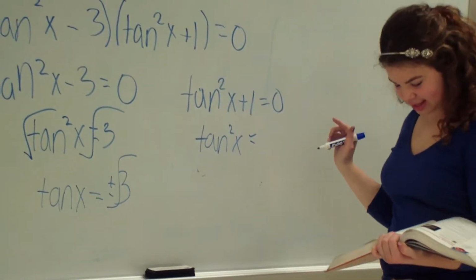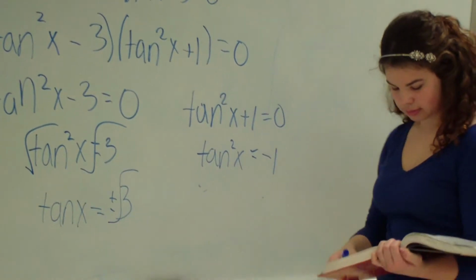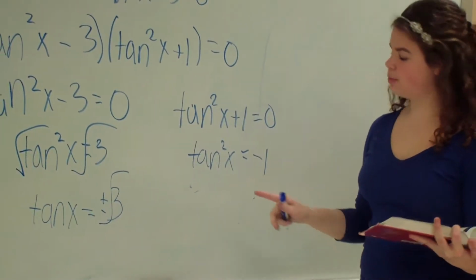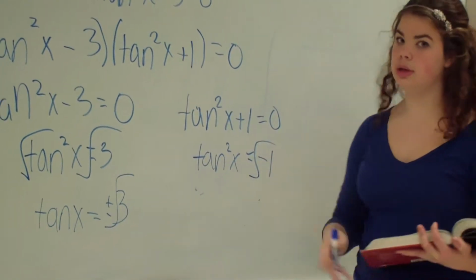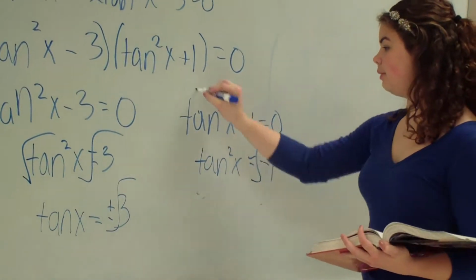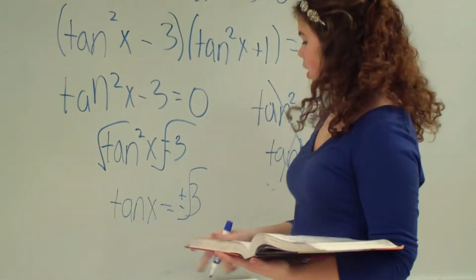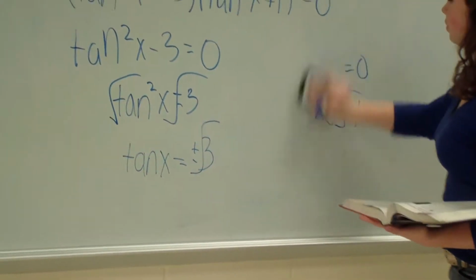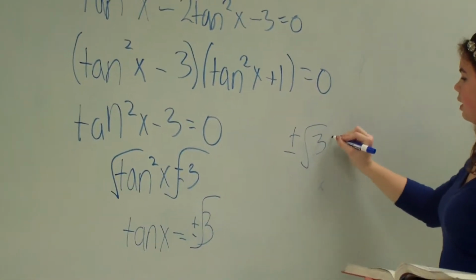Tangent squared x equals -1. And this part is not allowed because if you square root a negative number, it doesn't exist. So luckily for you, you can cross that right off. It doesn't exist. So now we're going to work with our plus or minus square root of 3. The square root of 3 equals tangent x.